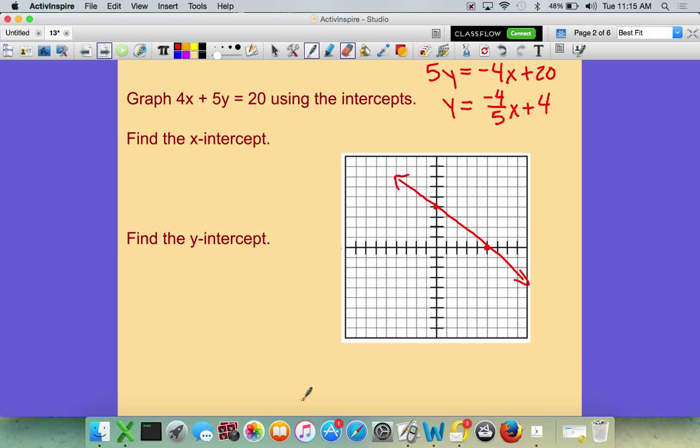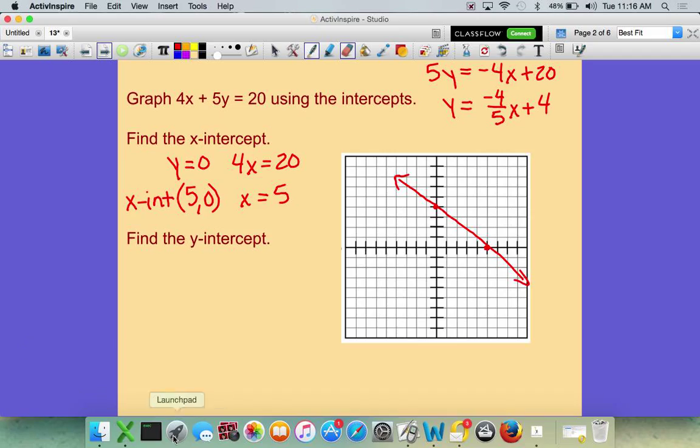Finding the x-intercept. That is where it crosses the x-axis. When it crosses the x-axis, what we know for sure is that y has to equal 0. So if I put a 0 in for y, that gets rid of this term. So we just have 4x equals 20. So x has to equal 5. So my x-intercept is the point 5, 0.